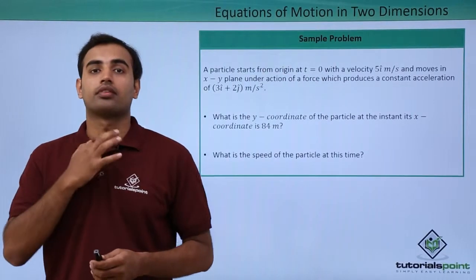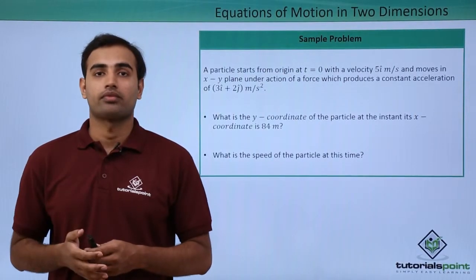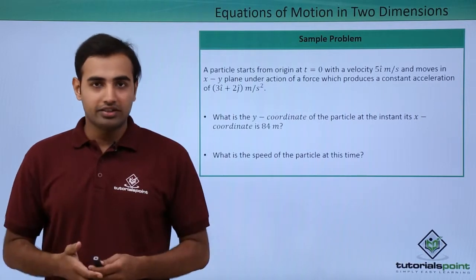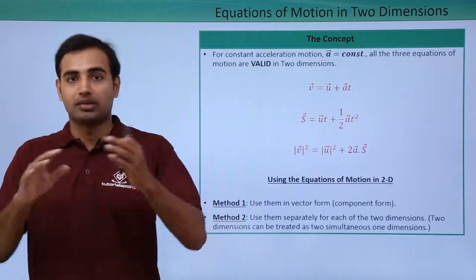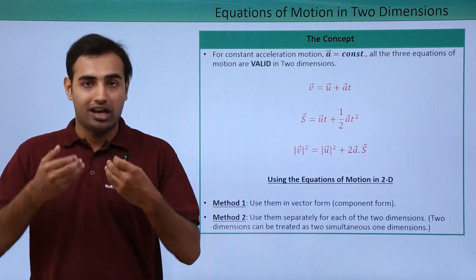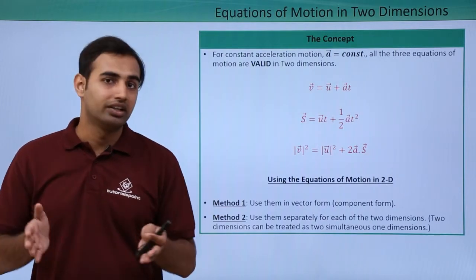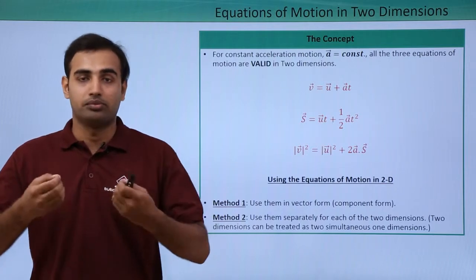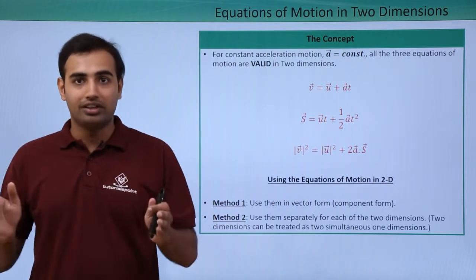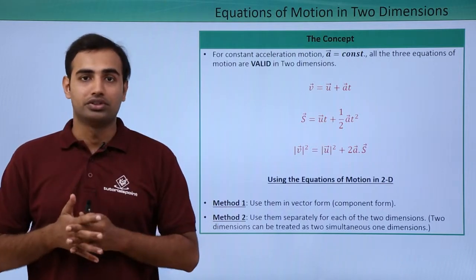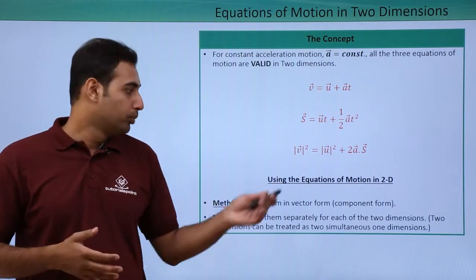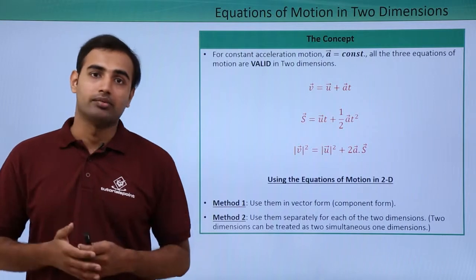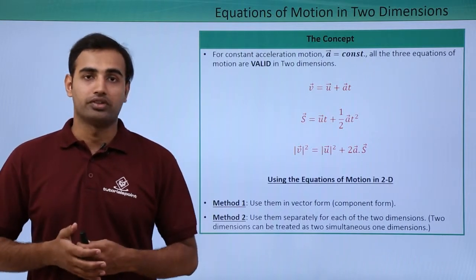Or what you can do is you can treat the i cap and j cap direction separately, which means you can apply equations of motion along x and along y separately as if you are applying those equations in one-dimensional motion problems. And then once you have done that, you can later combine together the two results and get the final picture. So we'll try to solve a problem by both these methods to get a firm idea about how to tackle problems of equations of motion.